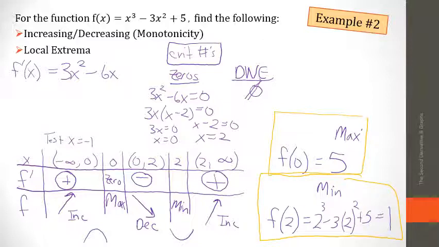We know we're increasing, decreasing, increasing, so our graph looks something like this, with a max at (0, 5) and a min at (2, 1). Now let's look at concavity.